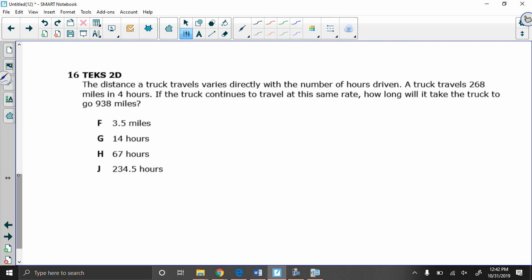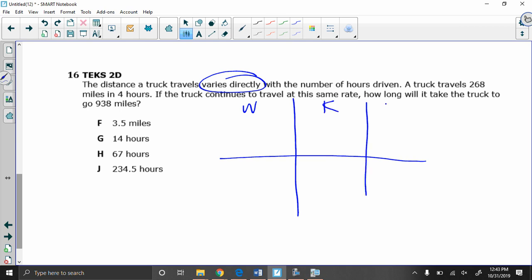All right, 16. The distance a truck travels varies directly with the number of hours driven. A truck travels 268 miles in 4 hours. If the truck continues to travel at the same rate, how long will it take the truck to go 938 miles? So again, I see varies directly. I'm going to set up a proportion. Again, I'm going to use the WKU table. So the word that comes before or at the beginning of the sentence will go up top.